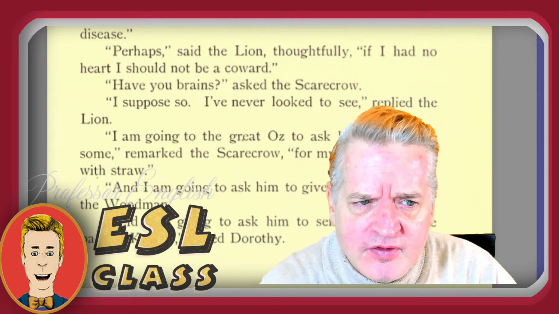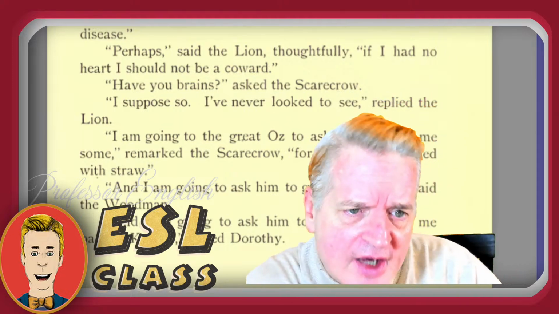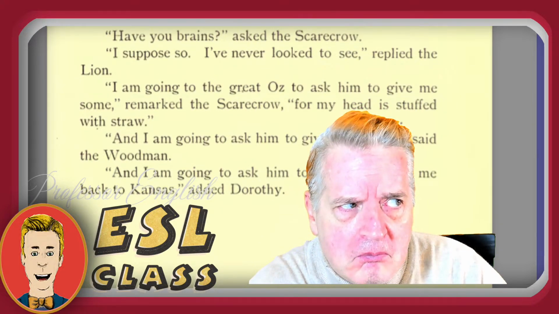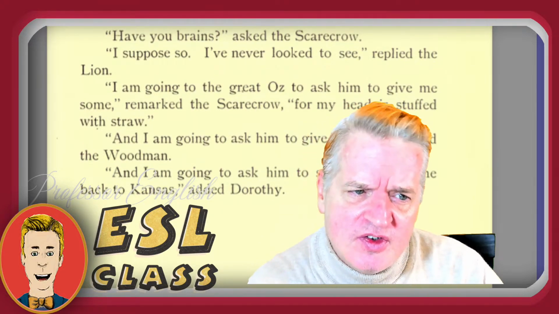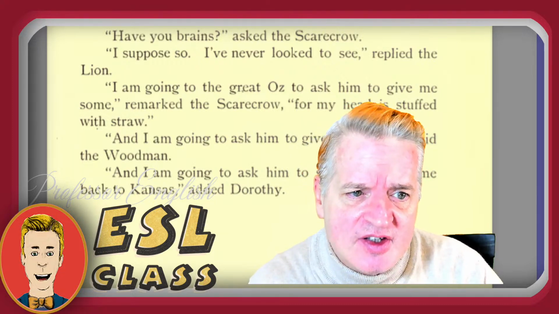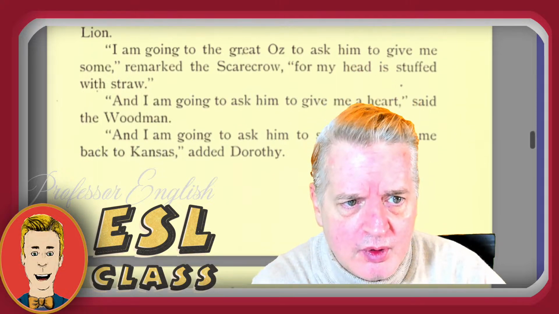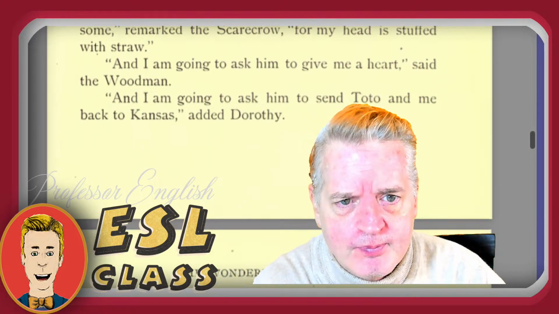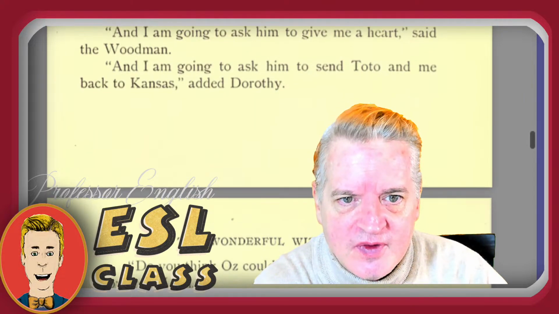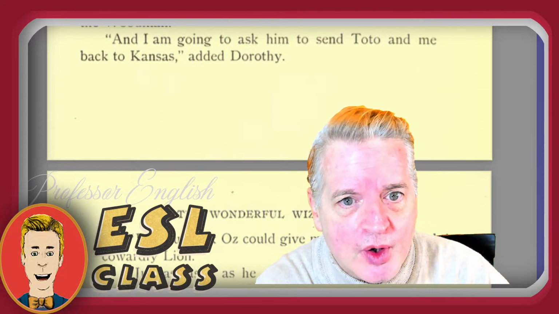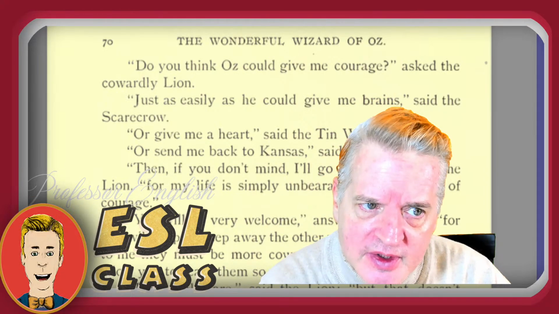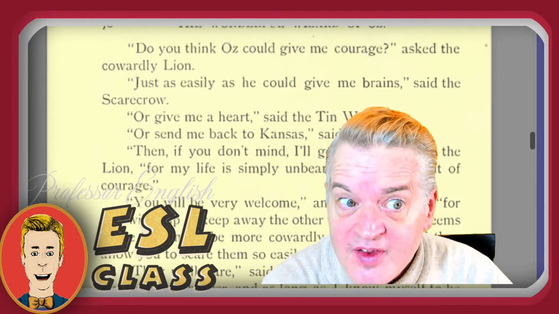"Perhaps," said the Lion thoughtfully, "if I had no heart, I should not be a coward." "Have you brains?" asked the Scarecrow. "I suppose so. I never looked to see," replied the Lion. "Well, I'm going to the Great Oz to ask him to give me some," remarked the Scarecrow, "for my head is stuffed with straw." "And I'm going to ask him to give me a heart," said the Woodman. "And I'm going to ask him to send Toto and me back to Kansas," added Dorothy. "Do you think Oz could give me courage?" asked the cowardly Lion.